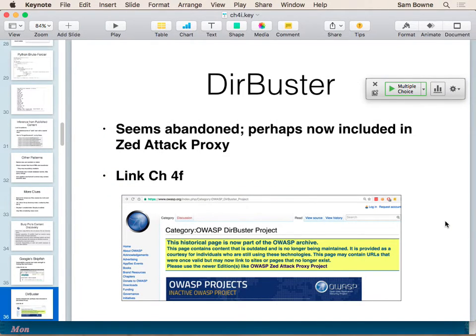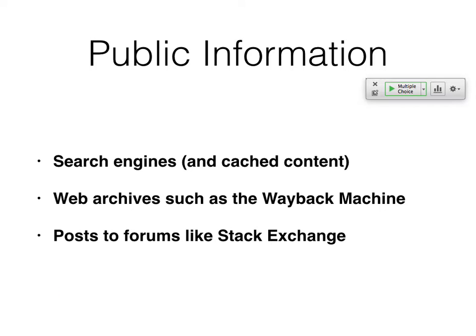Anyway, so DirBuster's over. And then public information, Google will find a ton of things. There's a Wayback Machine. Often the developers are on places like Stack Exchange getting posts. As just came out today, Hillary's email administrator was on Reddit asking how to hide her address in the archives of emails. And now it has come out.